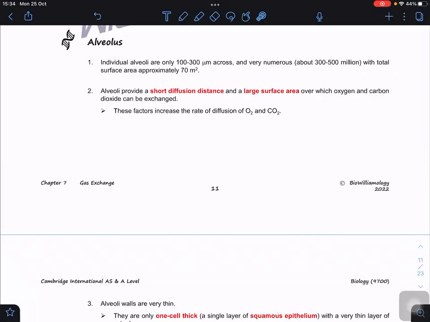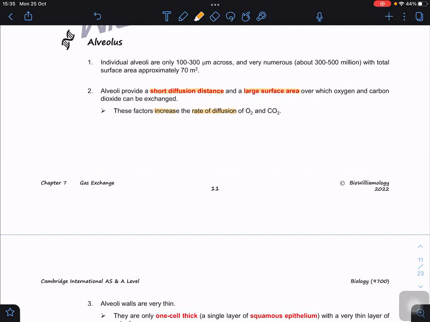Okay, so let us look at our notes here in terms of alveolus. Each individual alveolus is about 100 to 300 micrometers across, and they are huge in number, about 300 to 500 million, with a total surface area of approximately 70 square meters. So it's quite huge. Alveoli provide a very short diffusion distance and a very large surface area over which oxygen and carbon dioxide can be exchanged. Because of the short diffusion distance and large surface area, the rate of diffusion definitely increases.